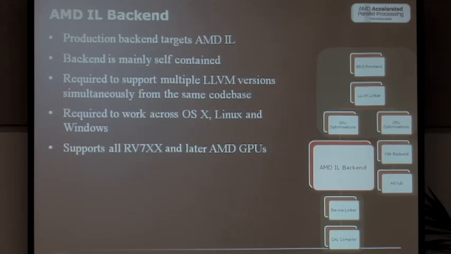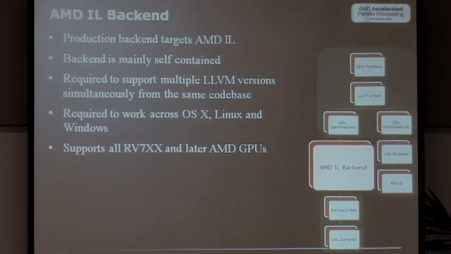So the AMD IL Backend is what I've been working on mainly for 2 years with some help from other AMD employees. But it's a production backend that targets the AMD IL Language. AMD IL Language is a pseudo ISA, and I'll explain more about that soon. The backend itself is mainly self-contained. Now, when I say self-contained, what I mean is I really cannot rely on changes to LLVM core for the backend to work. One of the reasons for this is that I have to support multiple LLVM versions at the same time. We could do this for multiple code bases, but then I have to port my changes from one code base to the other.